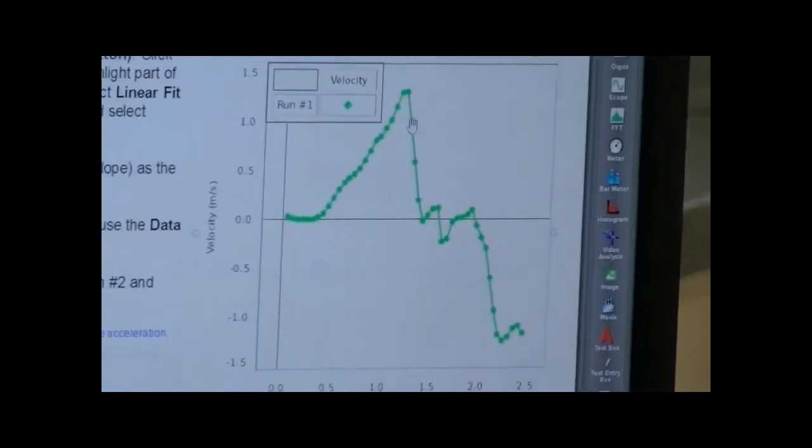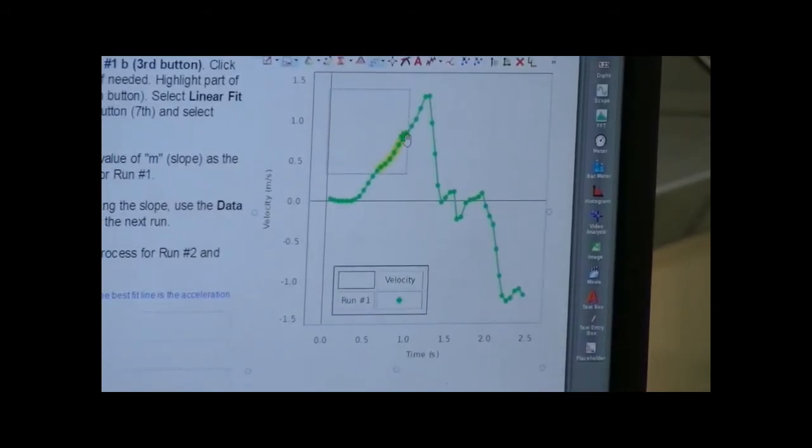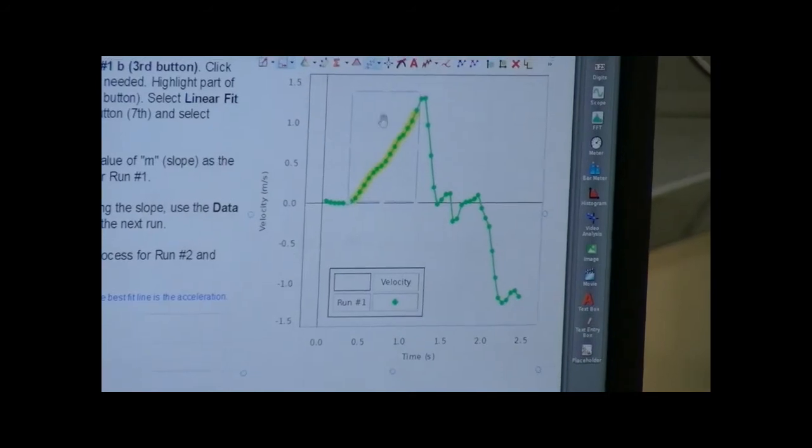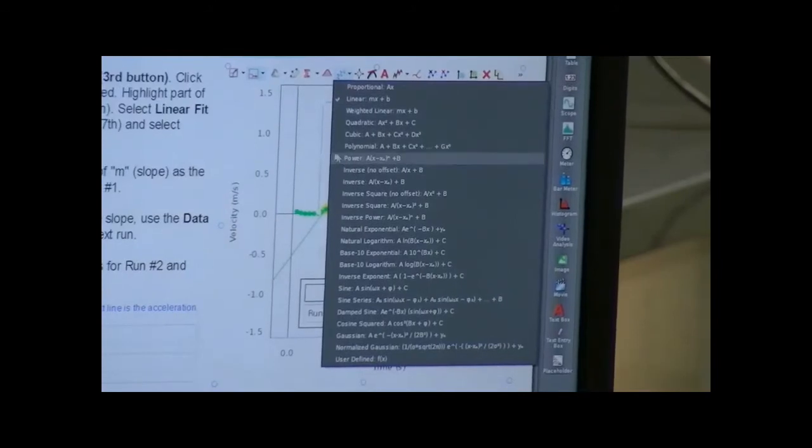This is where it's increasing its velocity, and then it hits the bumper and rebounds. So we're only going to be looking at this first part here. So we're going to take our tools. So this one's going to highlight a region of our interest. And then we are going to fit a linear line to that. Which we're going to take linear.